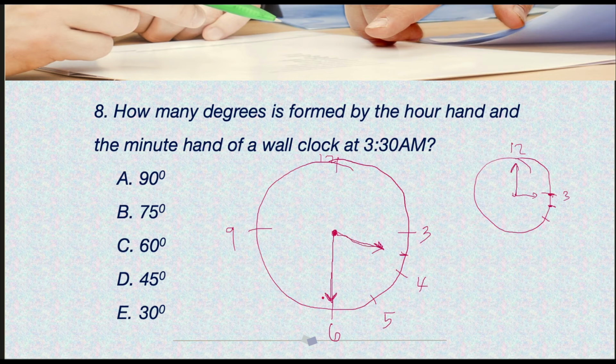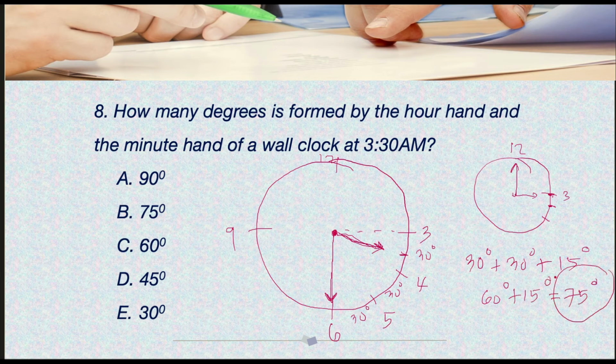And if we move the long hand exactly at 12 again, it will be 4 o'clock, and the short hand will be at number 4 also. So how many degrees is this? If this is at 3, this is 90, and this is 30 degrees, 30 degrees, and 30 degrees. You can do that by adding 30 degrees plus 30 degrees plus 1/2 of 30 degrees, which is 15 degrees, and the answer is 30 plus 30 is 60 degrees plus 15, the answer is 75 degrees. Okay, so that is letter B.